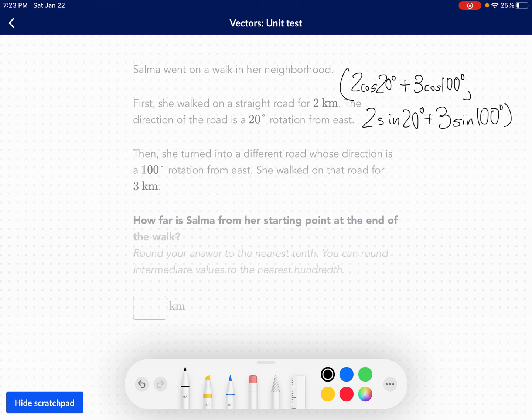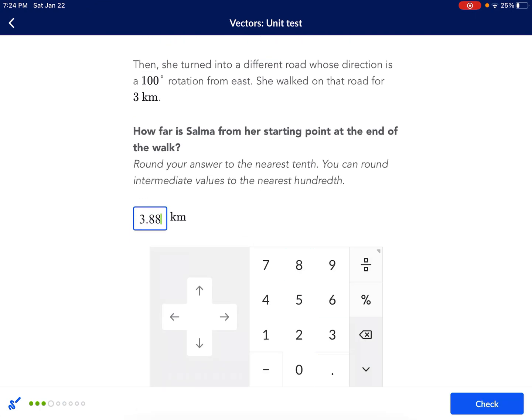1.3584400709, and 2 sine 20 degrees plus 3 sine 100 degrees is approximately 3.6384635546, but we're not finding the x and y components. We're using the x and y components to find the magnitude, so we have to square it and take the square root of the whole thing. So I'm going to square both of them right now. 1.3584400709 squared. Take the square root of the whole thing. You get 3.88.